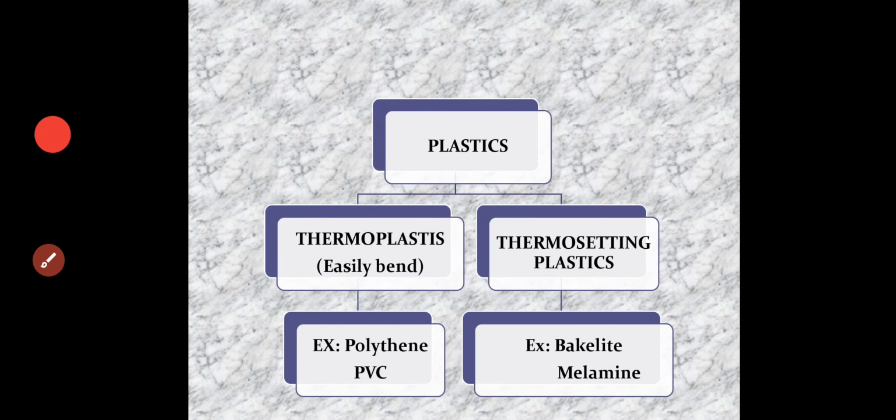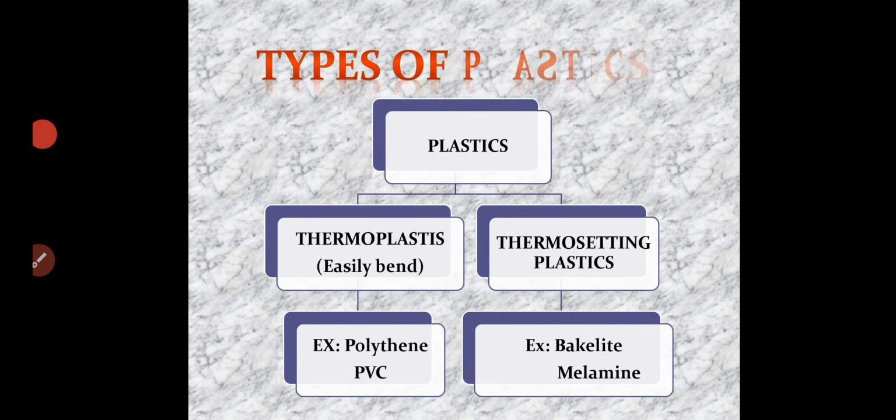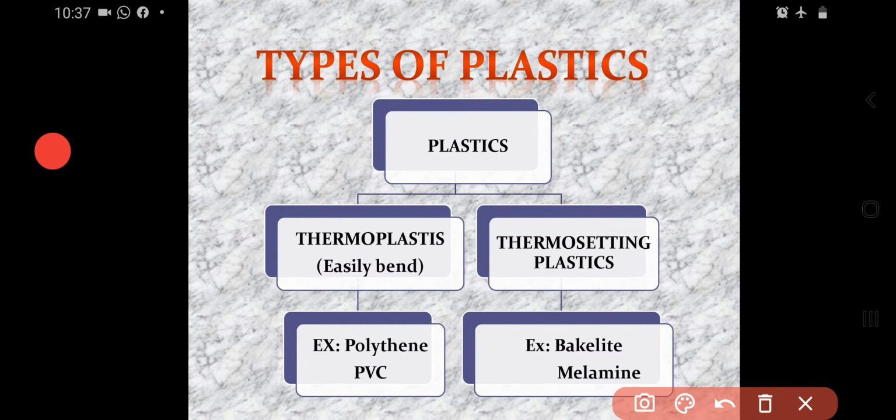Now next, types of plastics. Now we are going to study about types of plastics. Plastics are mainly two types. One is thermoplastic, another one is thermosetting plastics.